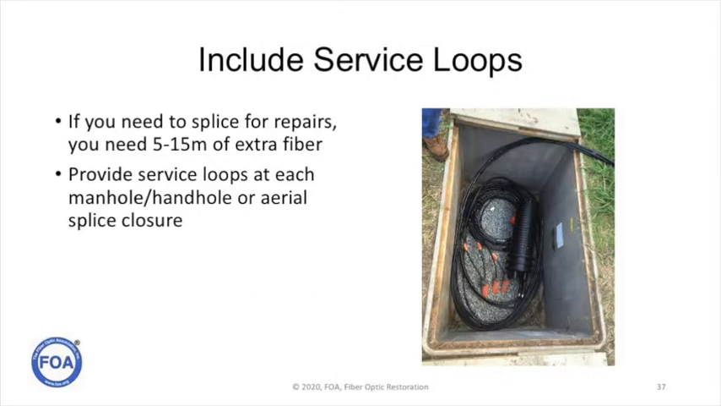When you design your cable plant, you need to consider service loops. If you need to splice for repair, you're going to need 5 to 15 meters of extra fiber. It's usually not a problem where you're doing splices because you need about that much cable to pull the splice closure out of the underground manhole or handhole to actually do the splicing in the splice truck. You want to also leave service loops on aerial cables. If you can pull enough extra cable out to splice it, you won't have to splice in an extra section of cable, and it will save you a lot of work.